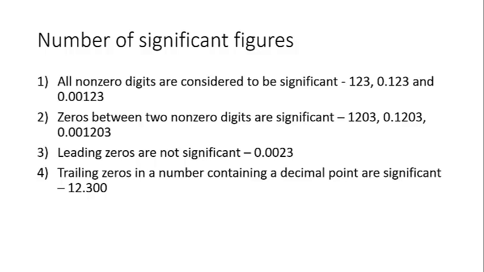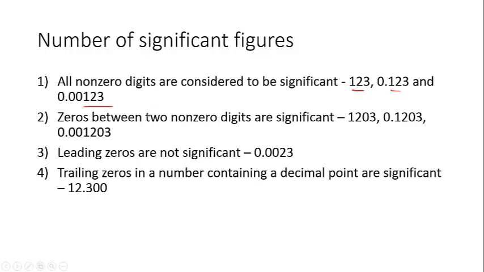One, all non-zero digits are considered to be significant. So 123, 0.123, and 0.00123 would all have three significant figures.